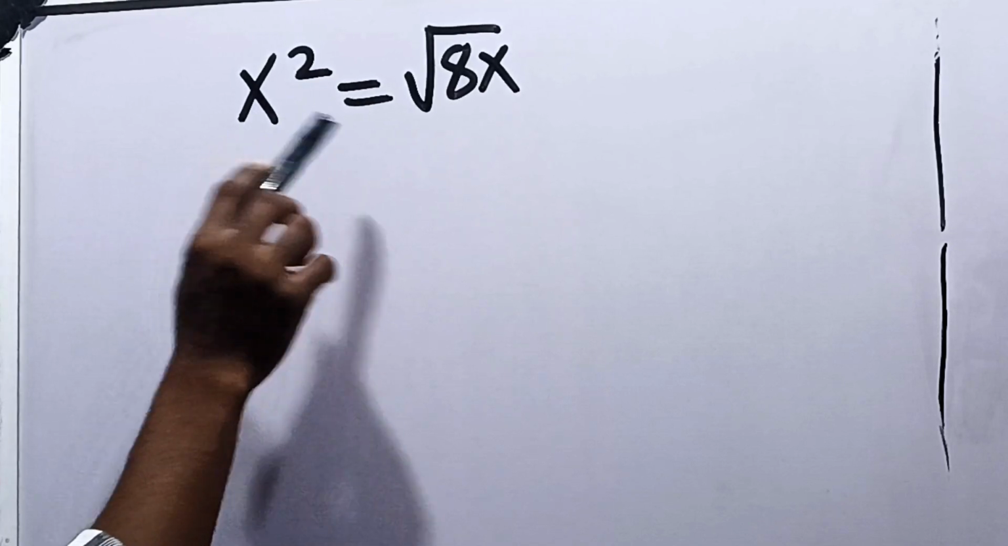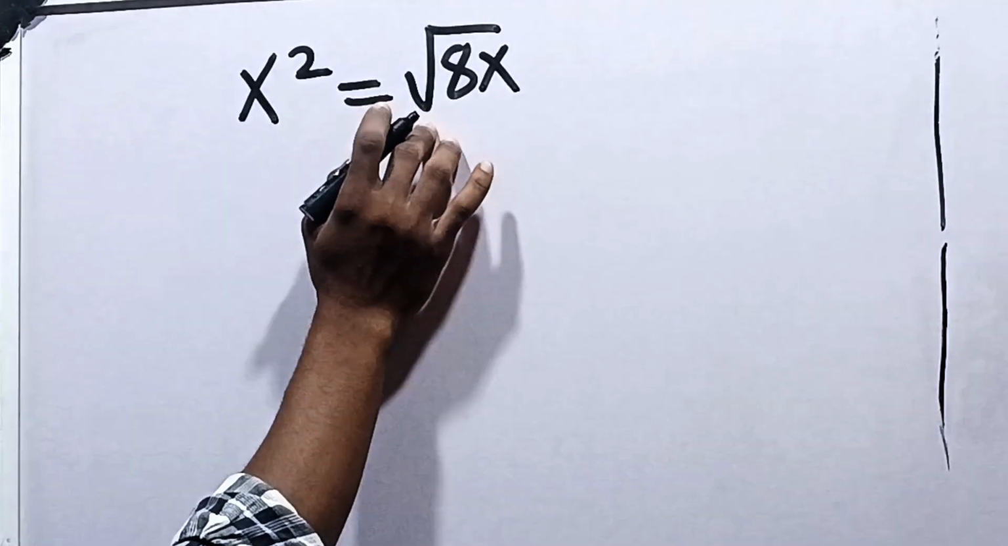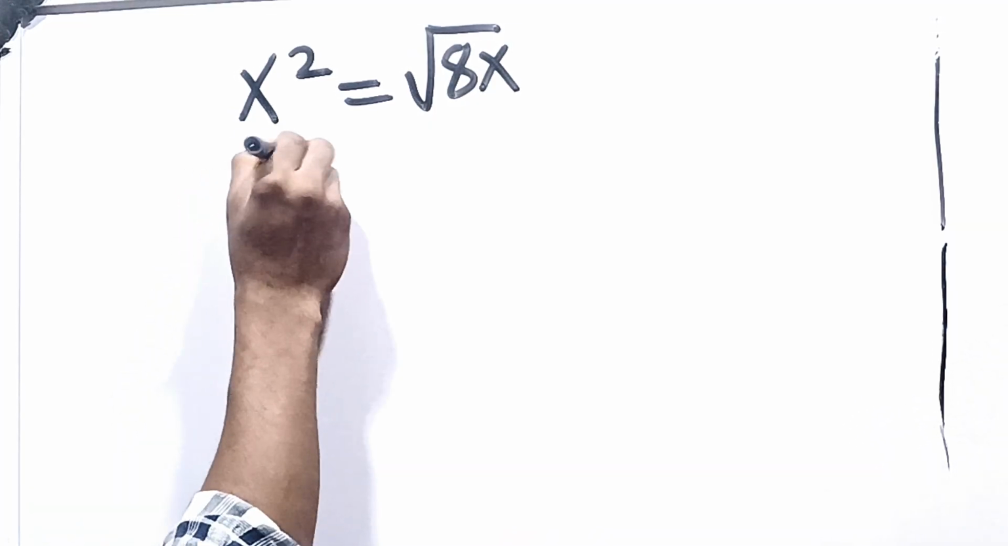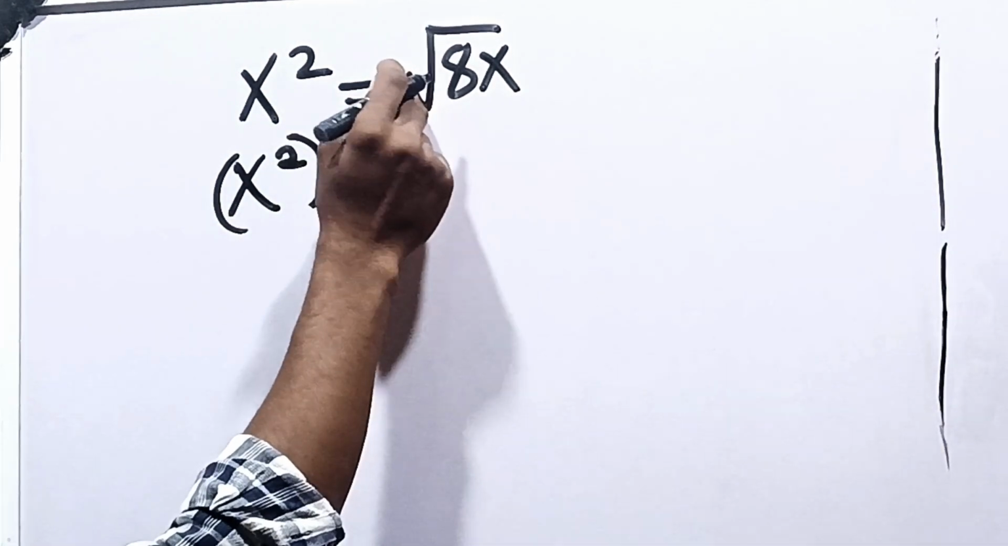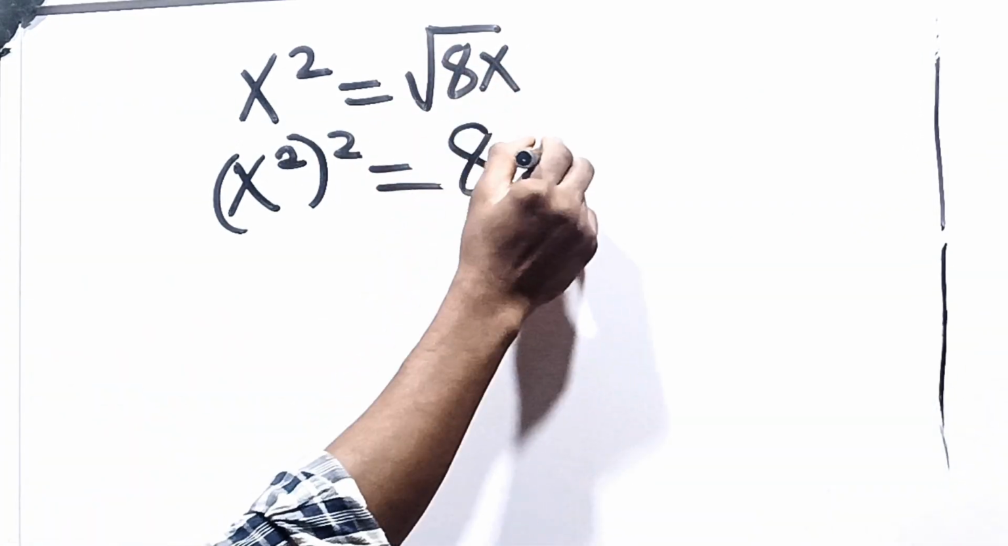It says x squared is equal to root of 8x. So you're required to solve for the values of x in this question. First things first, since we have a square root sign here, to eliminate the square root sign, we'll square both sides. So we have x squared, all squared, is equal to 8x, as the root and the square cancel each other.